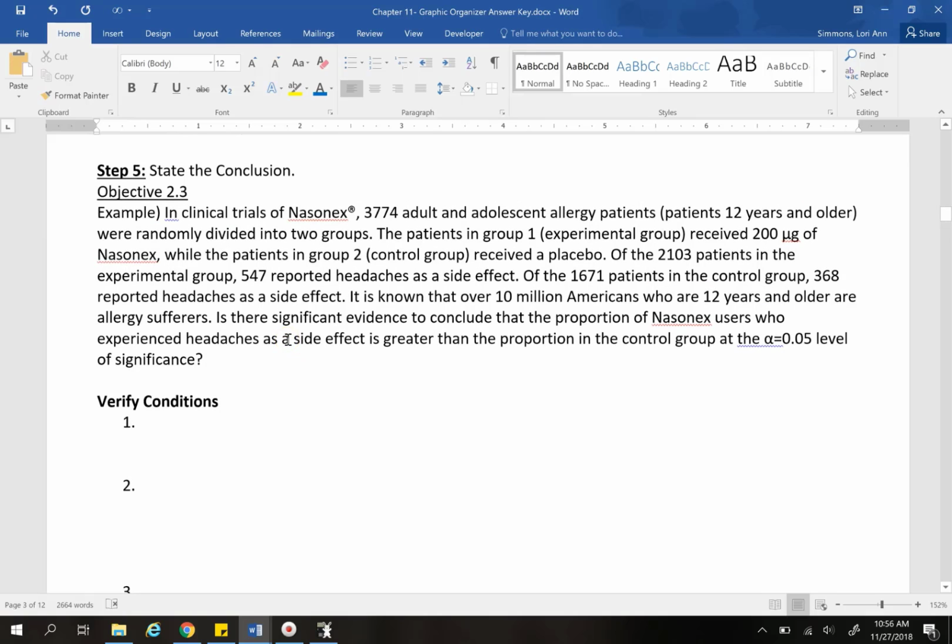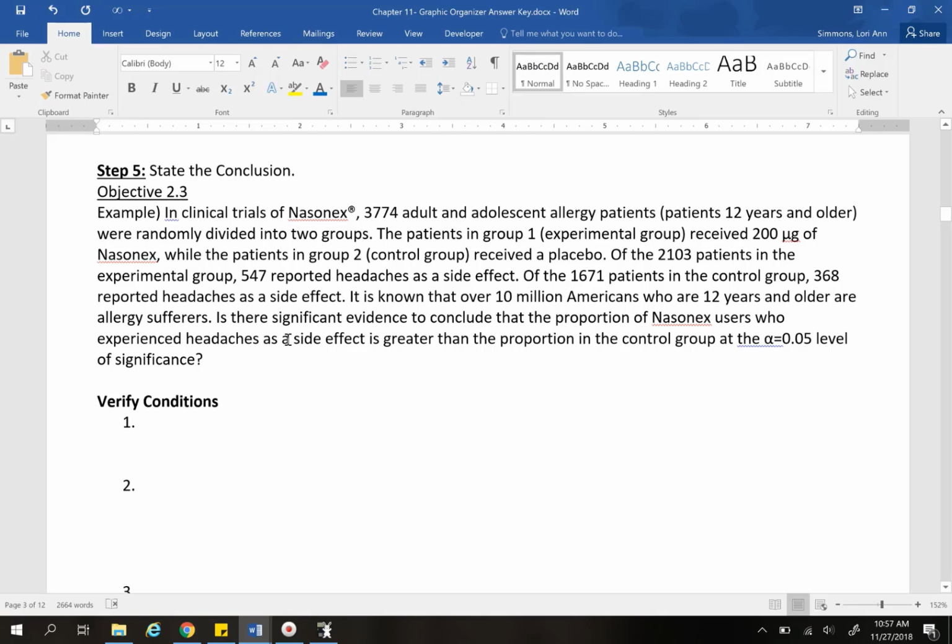Let's look at an example. In clinical trials of Nasonex, 3,774 adult and adolescent allergy patients 12 years and older were randomly divided into 2 groups. The patients in group 1, the experimental group, received 200 micrograms of Nasonex, while the patients in group 2, the control group, received a placebo. Of the 2,103 patients in the experimental group, 547 reported headaches as a side effect. Of the 1,671 patients in the control group, 368 reported headaches as a side effect.